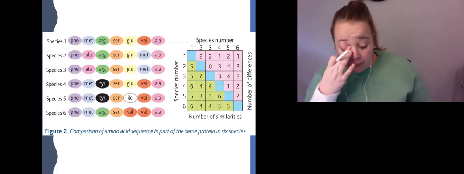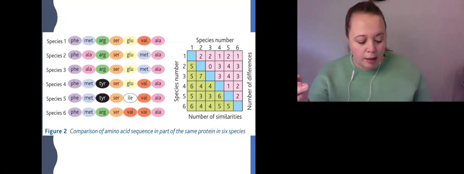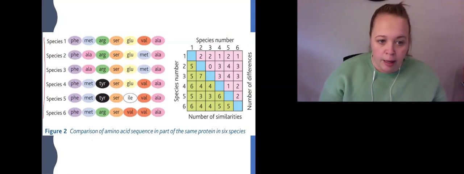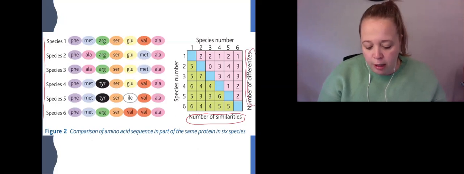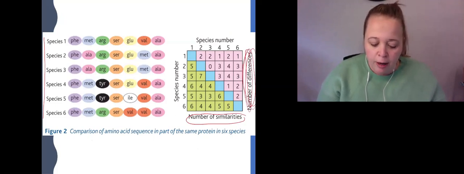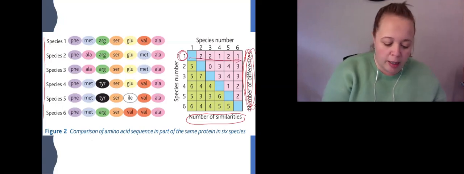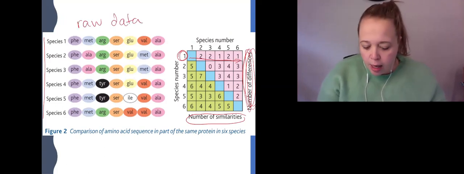So here is a pretty big confusing diagram. I might go through it with you again in class. We have 6 species that come down the side here, and this table is mapping out the number of similarities between them, but most importantly, the number of differences. So I can have a look at species number 1 and read across. The raw data is on the left, and on the right is a little summary table.